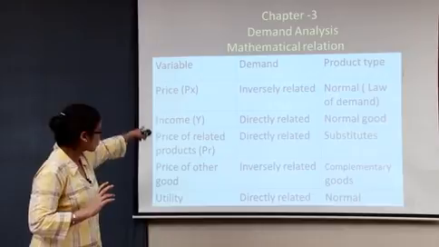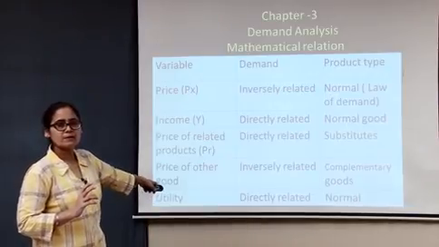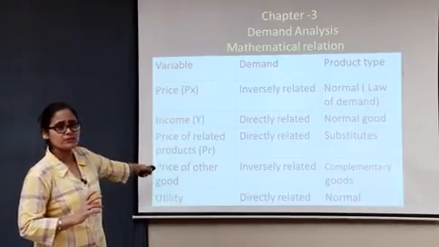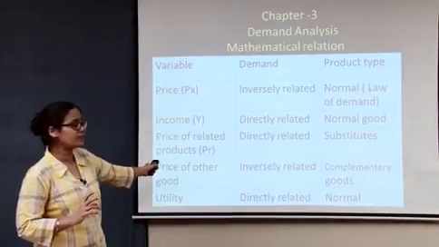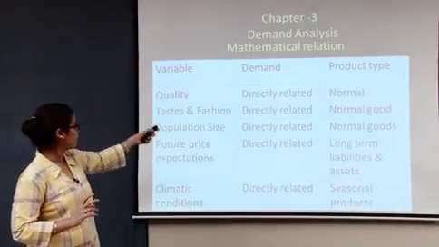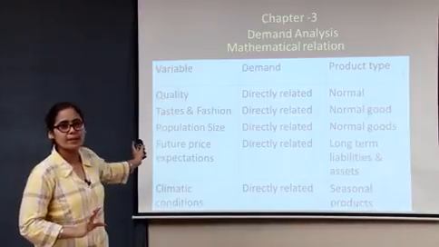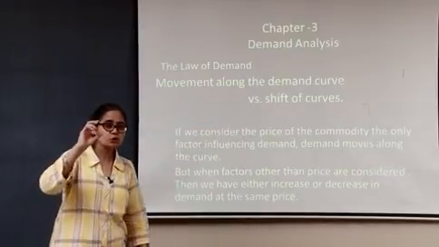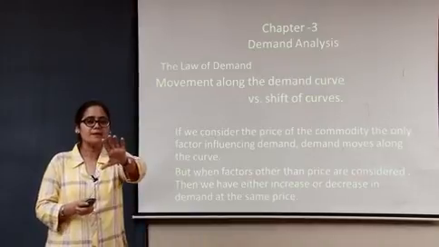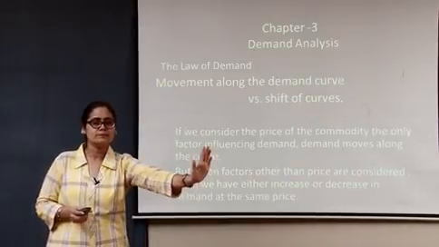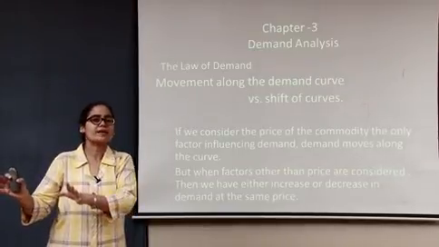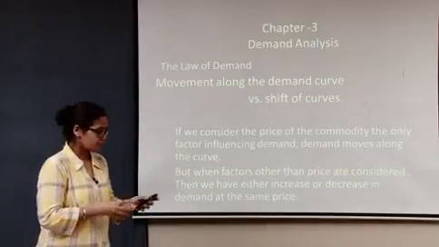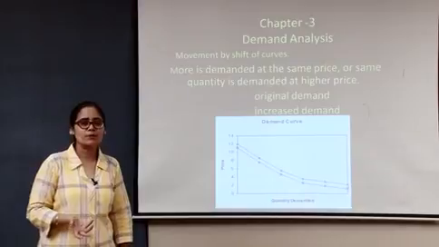Now after price there are so many other independent variables. Except price, except the first one, all the rest of these variables, income, price of related product, utility, quality, fashion, population, any other variable, are explained in shift of the demand curve. So you should write it down and remember: movement, price and demand related; shift, any other factor, any other determinant except price. This is how the diagram will be.